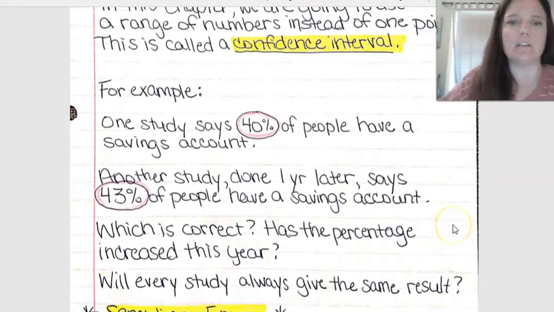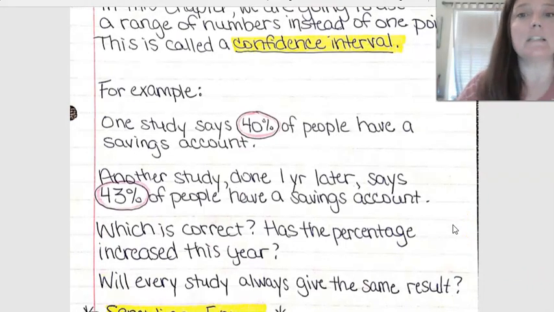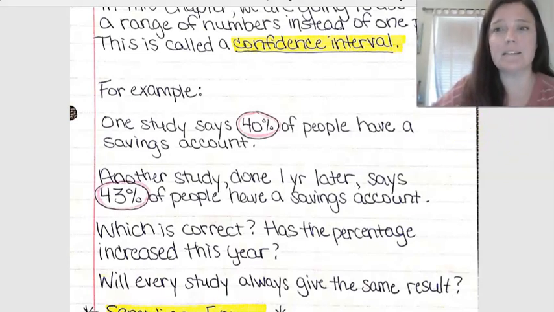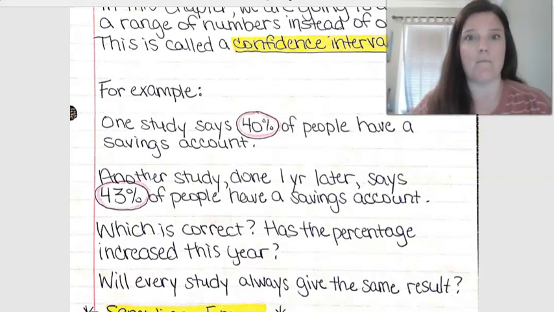Okay, so I just did a quick example here. One study says 40% of people have a savings account. Another study done a year later says 43% of people have a savings account. And so what some people might do is look at this and say, well, the study last year said 40%, now it's 43%. So I guess more people have a savings account now, right? Well, we have to remember that both of these values are statistics, right? They're just estimates of the true parameter. So we don't necessarily know if one of them's right or both of them are right or neither are right.